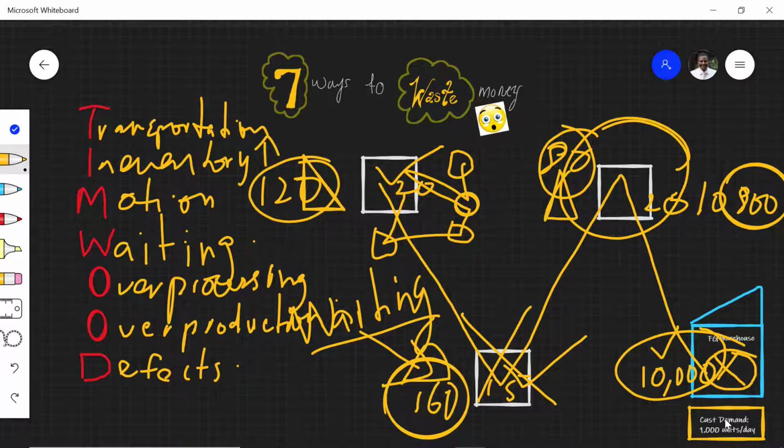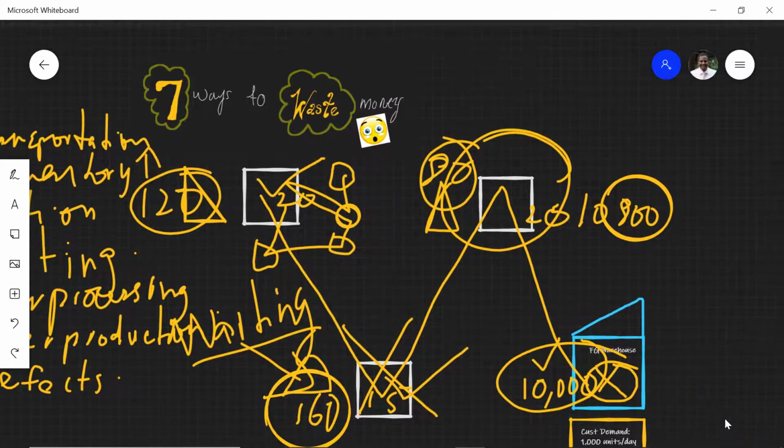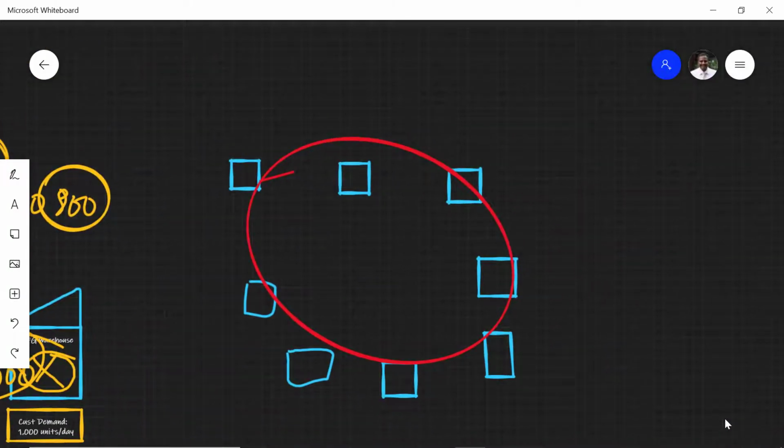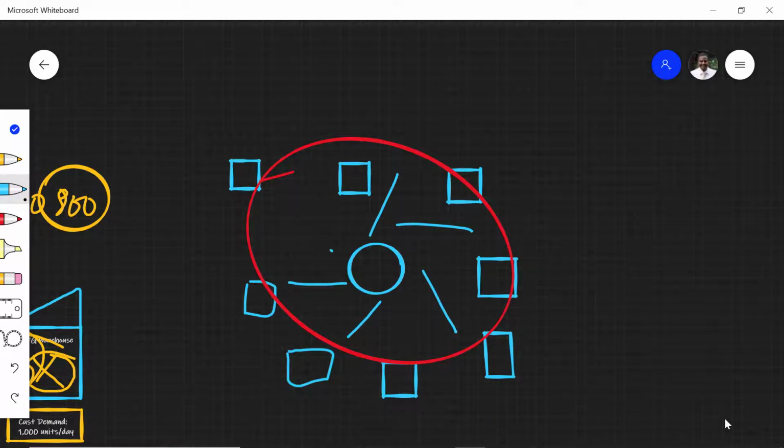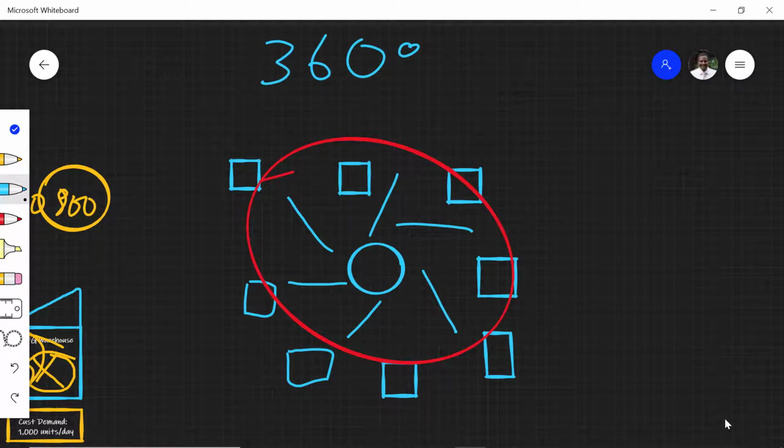Now what are you going to do about this? I suggest you do this. You go to your factory, you stand right in the middle, you position yourself right in the center and then start looking all around you. Okay, spend about half an hour there if it is a small factory. If it is an entire supply chain, you've got to draw it out and look at it. Are you able to identify any one of these 7 ways? This is what we call the 360 degrees waste elimination or waste identification method.